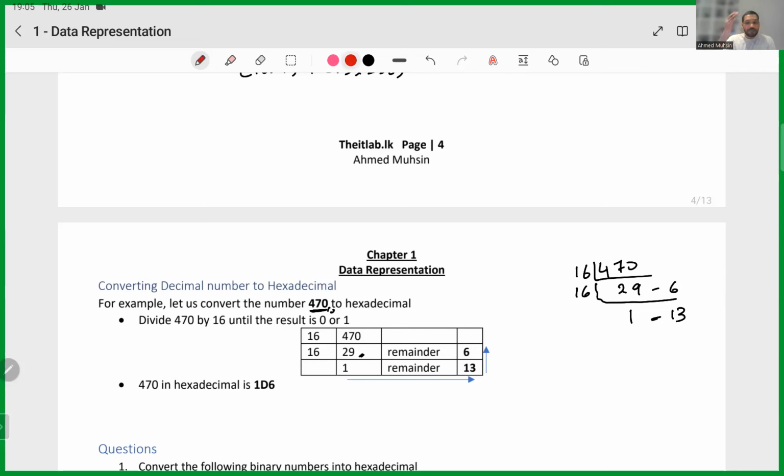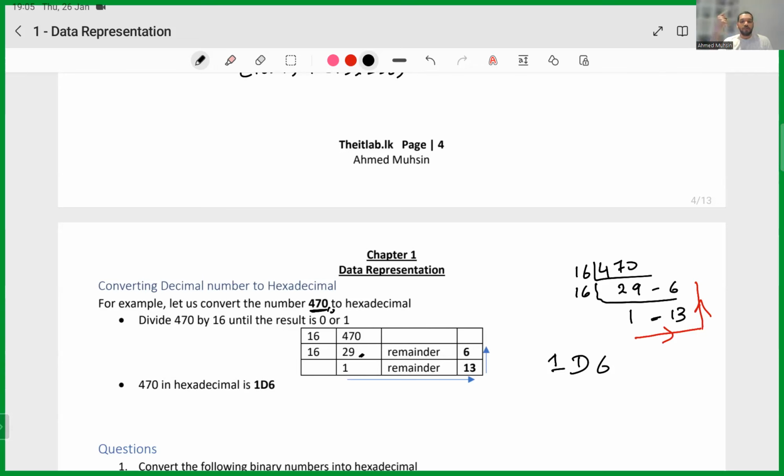If you do remember in binary, how did we write our answer? We went this way, and then we went upwards. So our answer finally will be 1. Remember, you don't write 13 in hexadecimal. 13 is equal to D. So we write 1D6. The decimal number 470, when you write it in hexadecimal, is equal to 1D6.